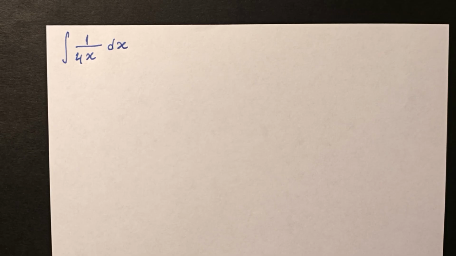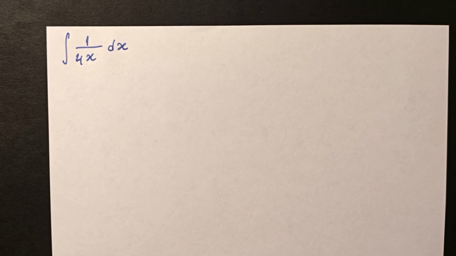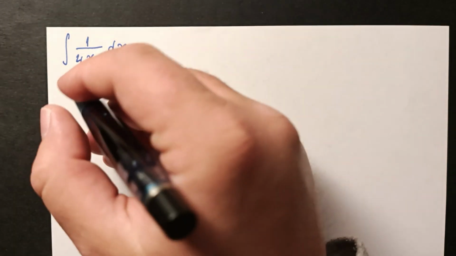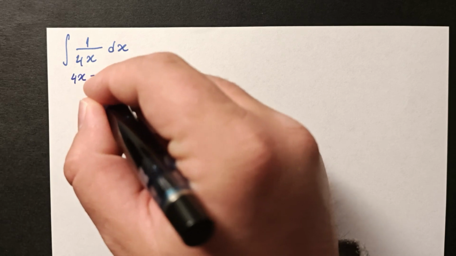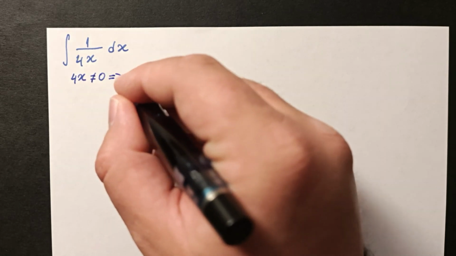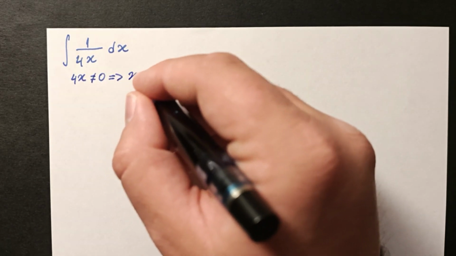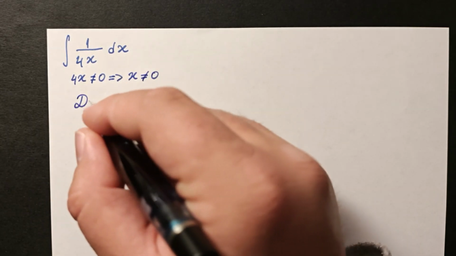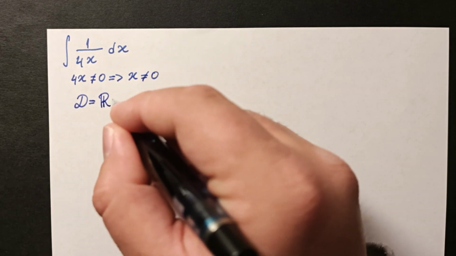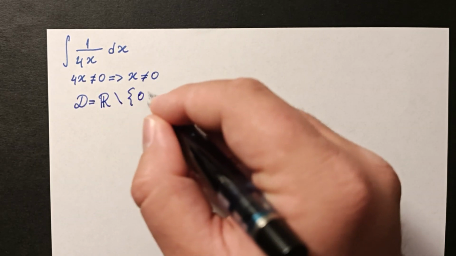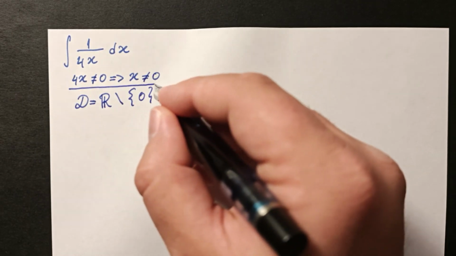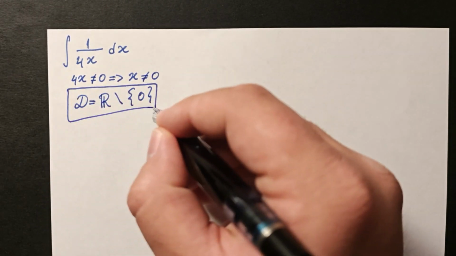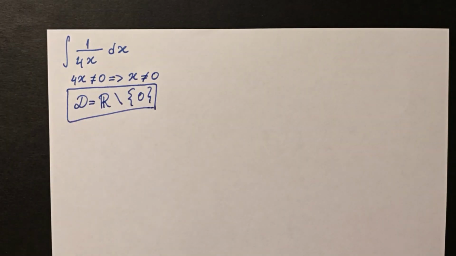Let's observe now this example. Integral of 1 over 4x dx. Again, 4x is in the denominator of this integral, so it has to be different than 0, and that means that x has to be different than 0. The area in which this integral is defined now is the set of all real numbers excluding the number 0. Let's solve this integral now.